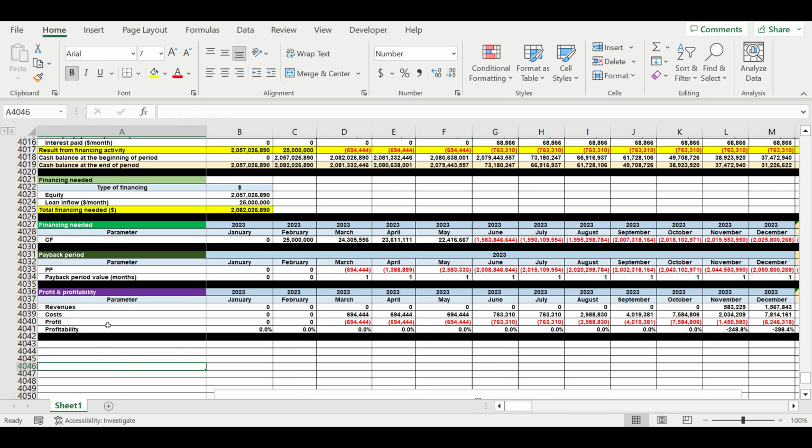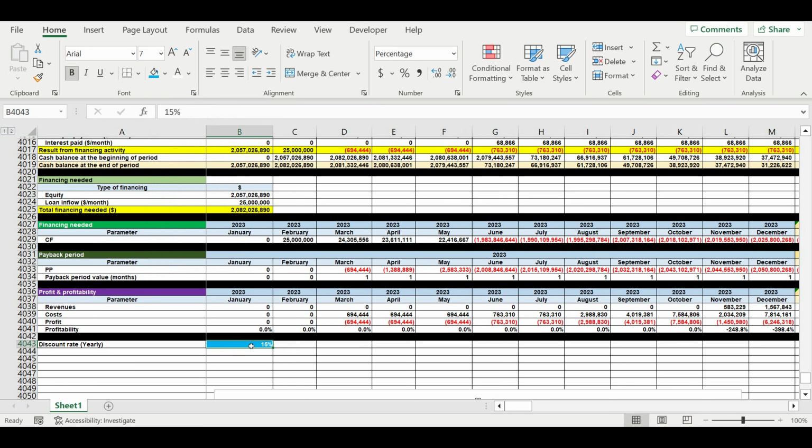So first of all, we need to introduce a new parameter. This will be called discount rate. This will be an input block. This input will be nominated in percentages. Let's say it will be a 15% value.